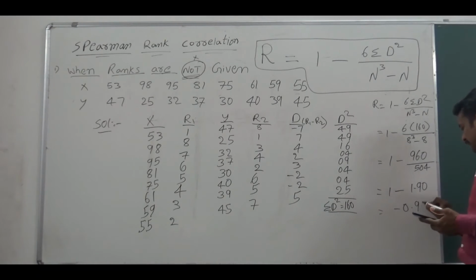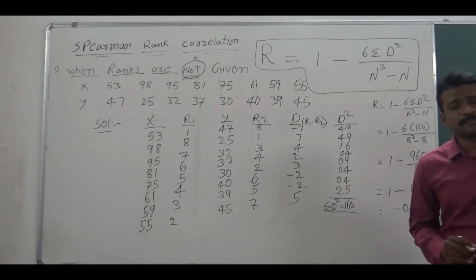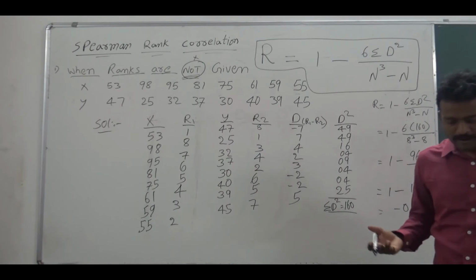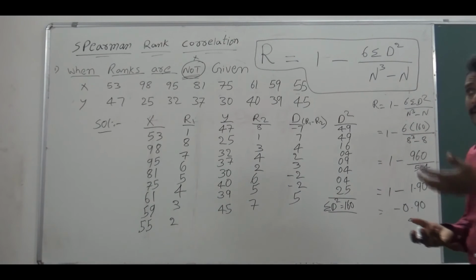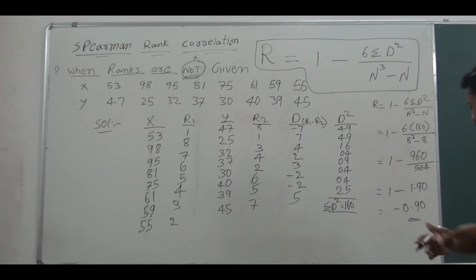So again we got a negative correlation here. Okay, so there is either no correlation, or there is a correlation but it's a negative correlation. When your r is equal to 0, you can say there is totally no correlation at all. So this is a negative correlation happening over here.